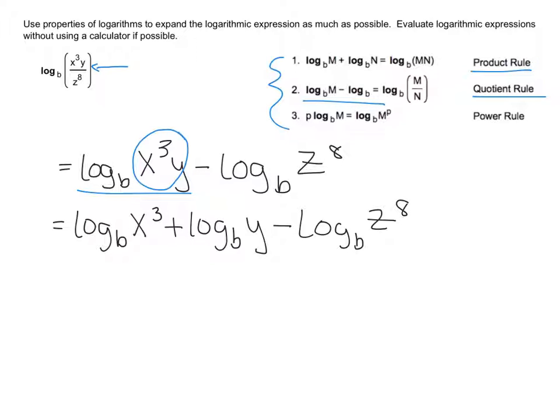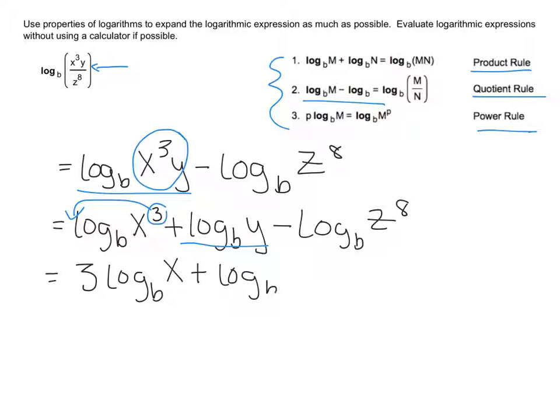Now again, I'm looking at each individual logarithm. So we'll start back at the first logarithm, and I have log base b of x cubed. I have an exponent on my variable, so that means that I can apply the power rule and bring that exponent in front of the logarithm. This becomes 3 times log base b of x. The second logarithm is already simplified. I can't do anything to that. So I'll keep that as log base b of y.